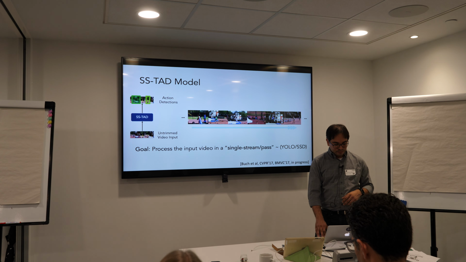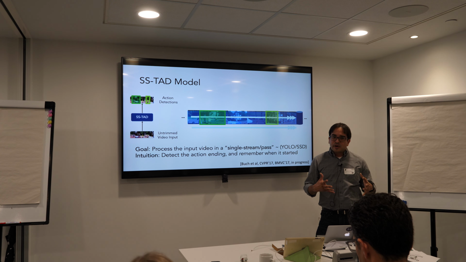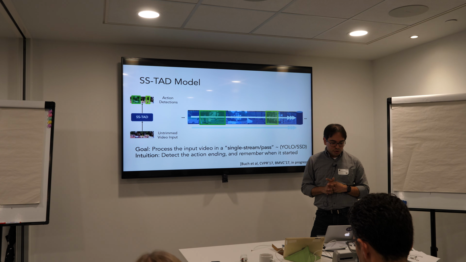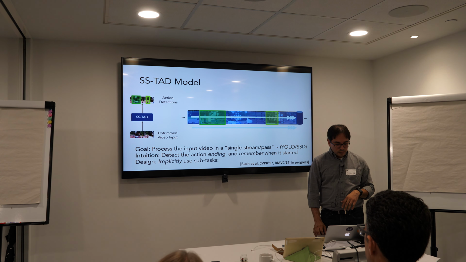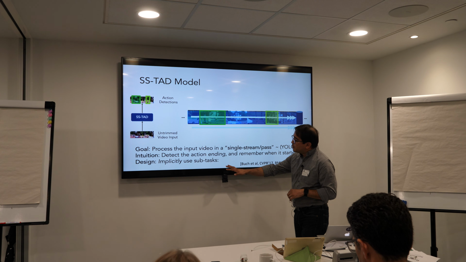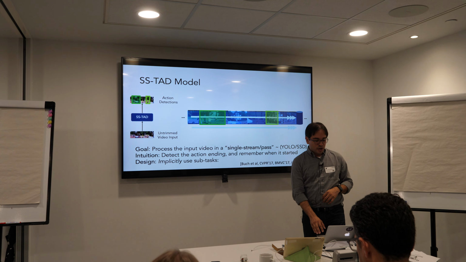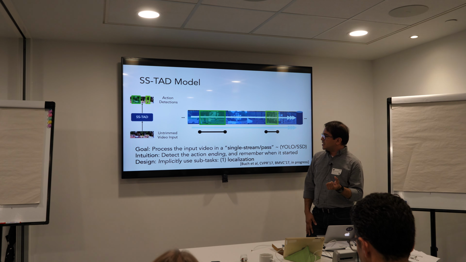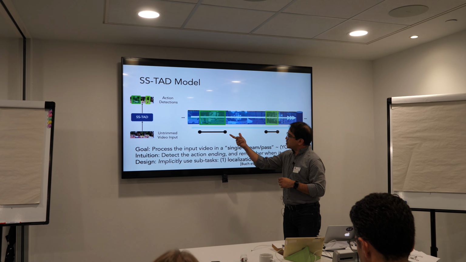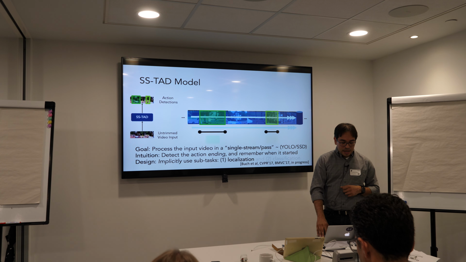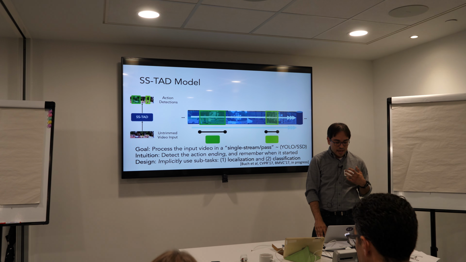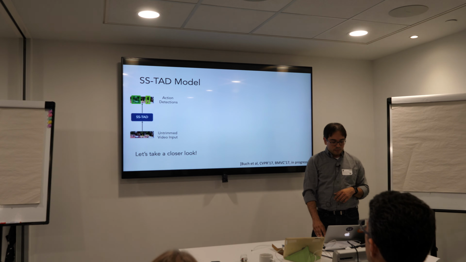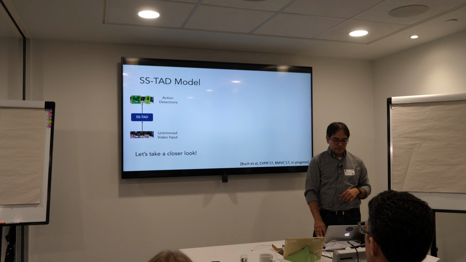So, single pass. And the intuition that we're going to use for our model design is we want to detect when the action ends, while at the same time the model remembers when the action had started earlier. For this design we implicitly have to use two subtasks. One is localization, remembering where the event has happened in the video, and the other one is classification of what is happening within each interval. Alright, with that design philosophy, we can take a look at some of the details of the model.